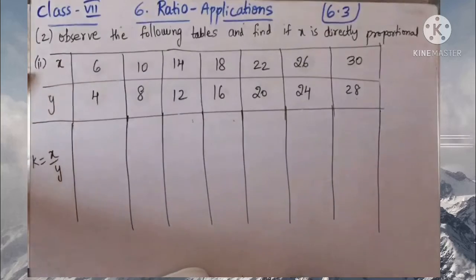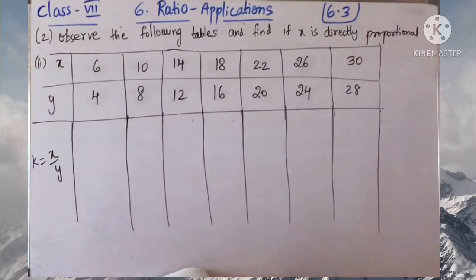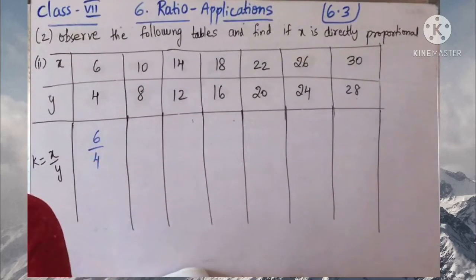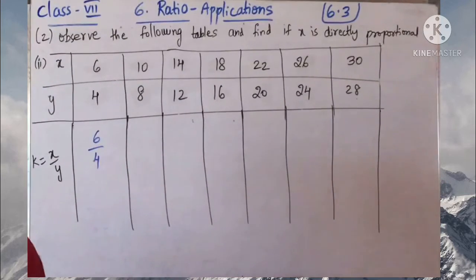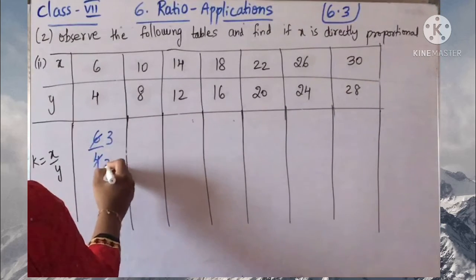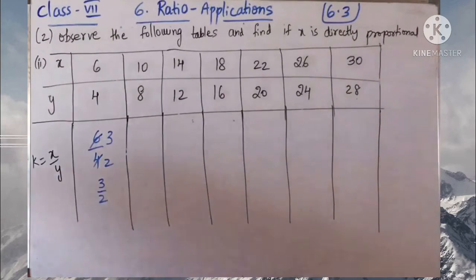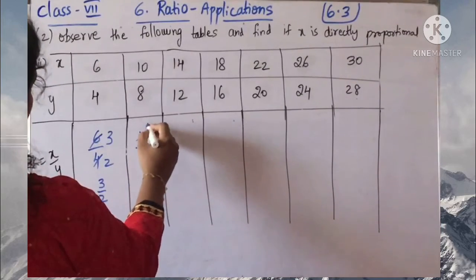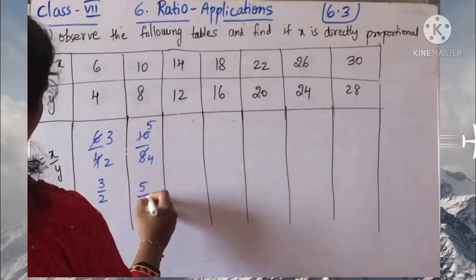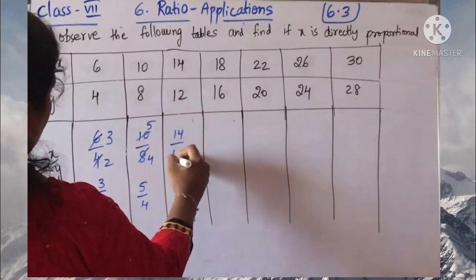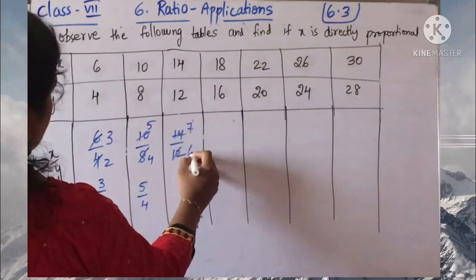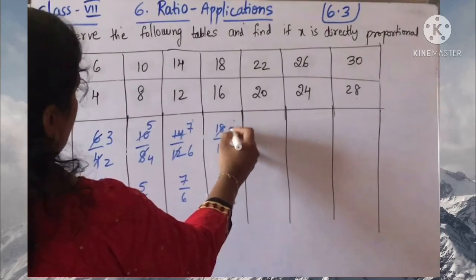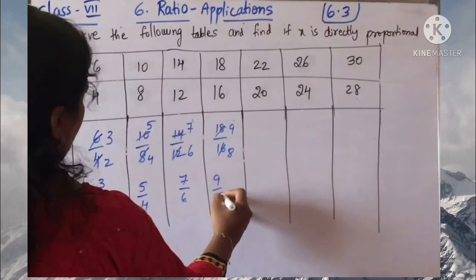Coming to the second one, x and y values are given, children. So we'll find x by y. Here 6 by 4. If you do cancellation, 2 3s are 6, 2 2s are 4, so 3 by 2. Right? And next one is 10 by 8. Here 2 5s are 10, 2 4s are 8, so 5 by 4. Next one is 14 by 12. 2 7s are 14, 2 6s are 12, so 7 by 6. Now 18 by 16. 2 9s are 18, 2 8s are 16, so 9 by 8.